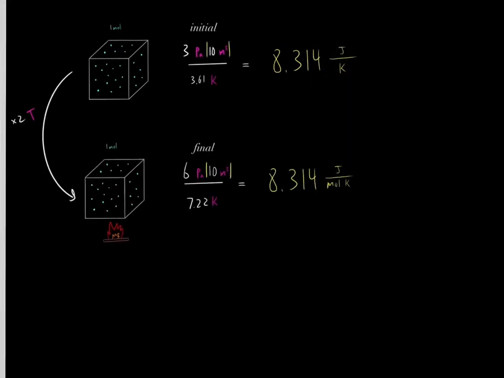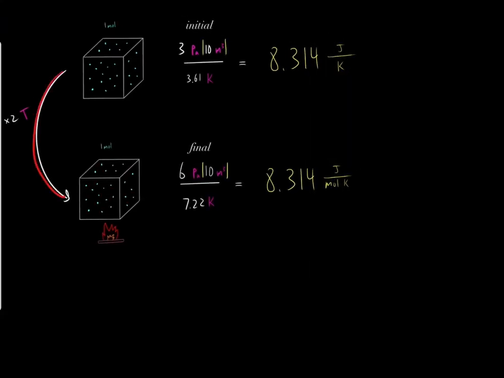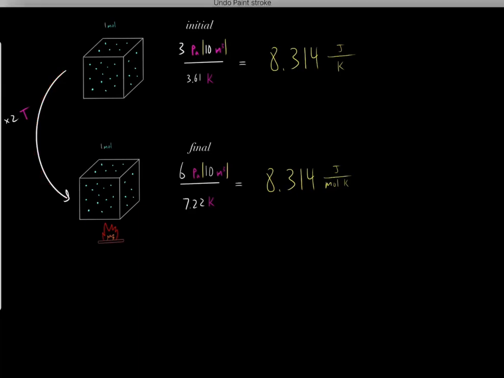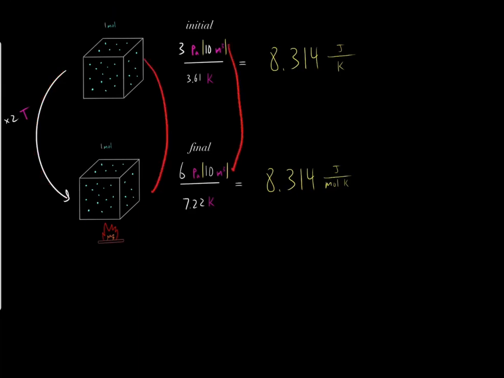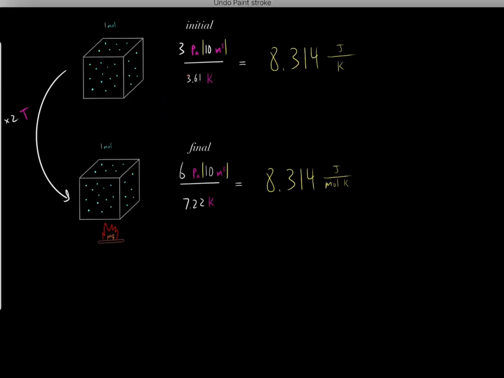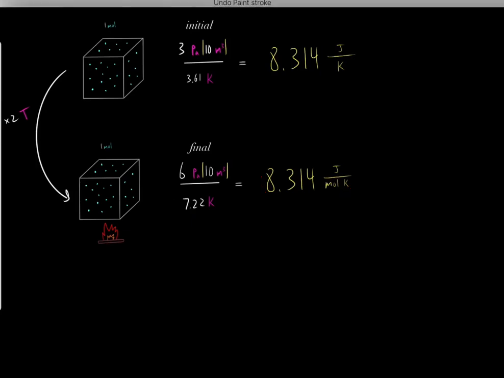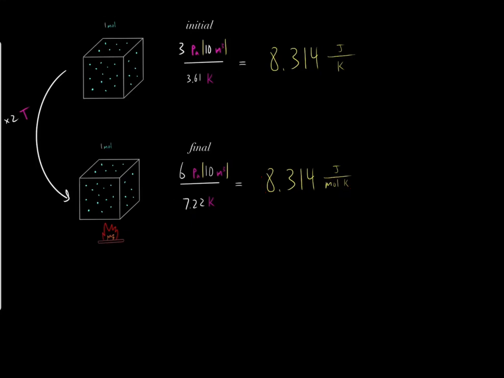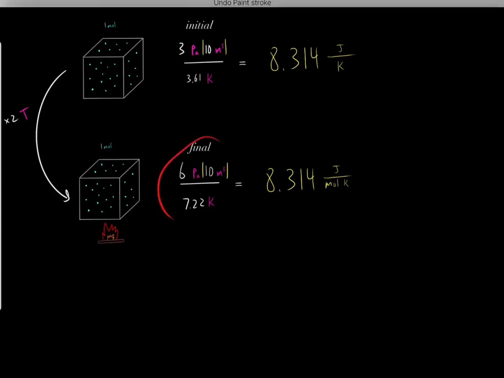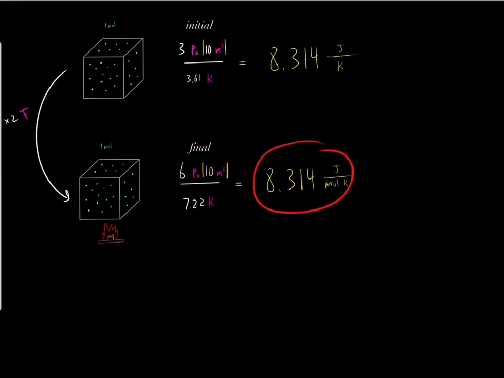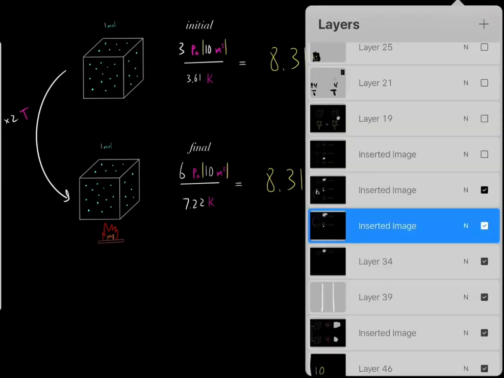For example, let's say we doubled the temperature and kept the volume constant. Well, if we double the temperature, we know we would have to double the pressure because that's the only way to allow this to still equal 8.314. And that's just simple math. If we double the denominator, we would have to double the numerator to allow this ratio to still equal 8.314.